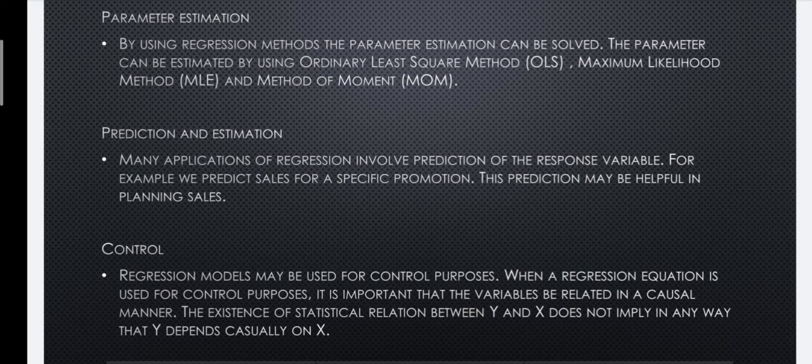Okay, next, the regression model may be used for control purposes. When a regression equation is used for control purpose, it is important that the variable be related in a causal manner. The existence of the statistical relation between y and x does not imply in any way that y depends causally on x. We also can use the regression model untuk create the model to use for the control purposes. But for this subject kita tak fokus on this control part, hanya untuk parameter estimation dan juga prediction sahaja.